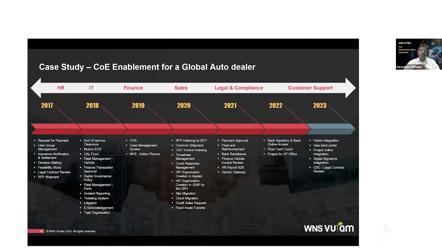So with that, I'll talk very quickly about a couple of examples of what we have done from a COE standpoint. This is one of the customers we had in the Middle East. As you can see here, we started in 2017 with just one project, which was request for payment. How do we automate the payment life cycle? We started with that project within one department, and over the course of the last 6-7 years, this is just one technology. In this case, we are talking about Appian here, but you can very well see the success of a single project can have ramification across the enterprise.